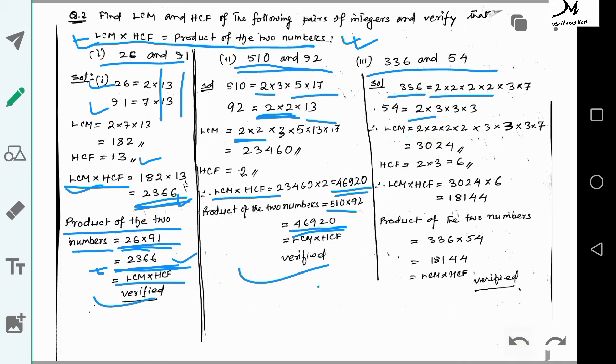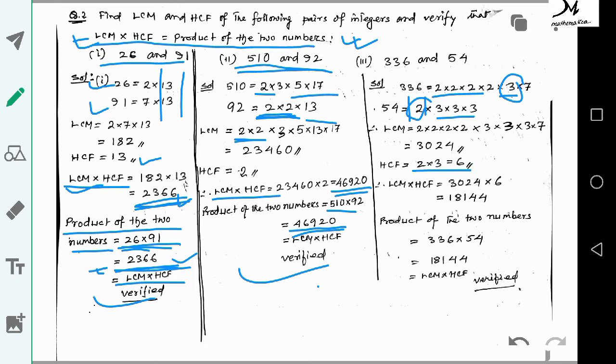So what is common here? This group consists of only one 2, and the other group consists of more than one 2, and this group consists of more than one 3, but here we have only one 3. So one 3 and one 2, their product is 6. So 6 is the HCF.